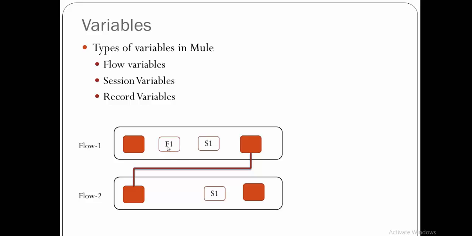I declared flow variable f1 in flow 1 and session variable s1 in flow 1. When I invoke the second flow, the flow variable f1 declared in the first flow is not available, whereas the session variable I declared in the first flow is available in the second flow. So what we observed is the flow variable scope is within the flow only, and the session variable scope is across the flows. In my application there are 10 flows, and I am able to access the session variable in all 10 flows. That is the major difference between flow variable and session variable.